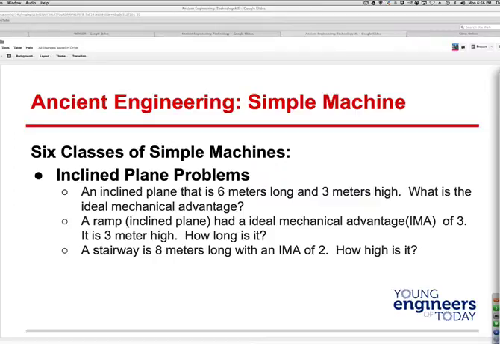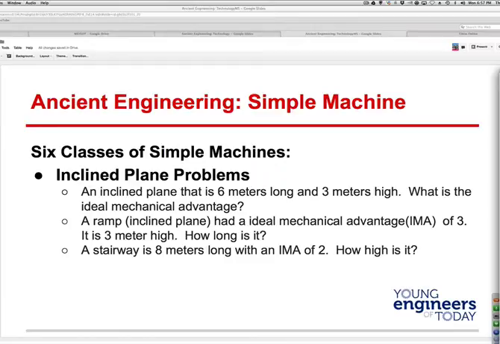A ramp, an inclined plane, has an ideal mechanical advantage of 3. So we're going to start off this time. It has a mechanical advantage of 3. It's 3 meters high. How long is it? All right, so let's think: what is the formula for ideal mechanical advantage? Well, it's simply IMA equals the length divided by the height.